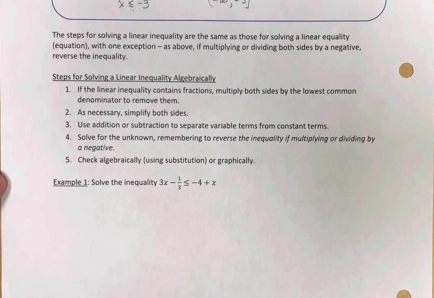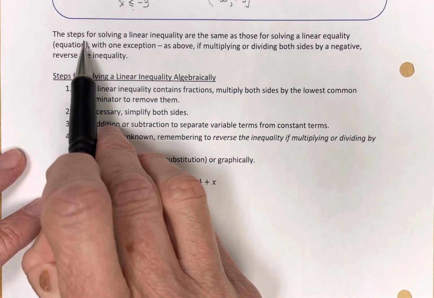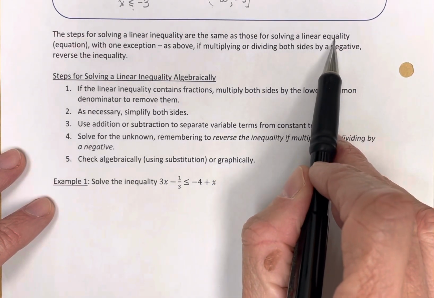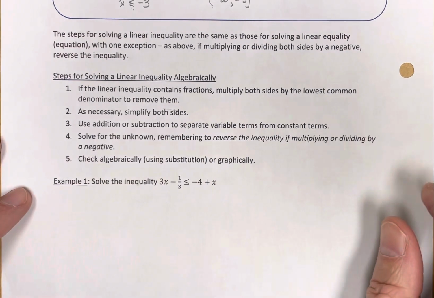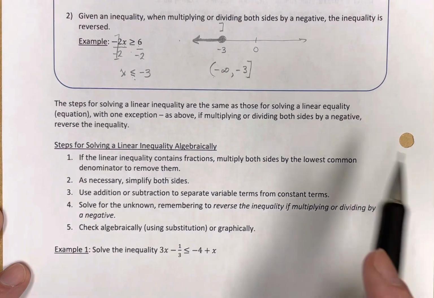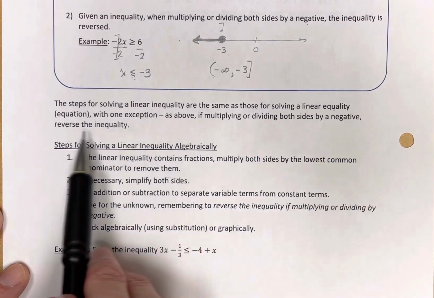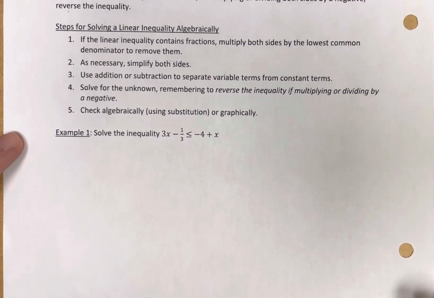Okay, so let's take a look at a couple of examples of how to solve these inequalities. The steps are the exact same as those for solving a linear equality or an equation, with one exception, as we noted just above here 1 minute ago. If you multiply or divide both sides by a negative, you need to reverse the inequality.